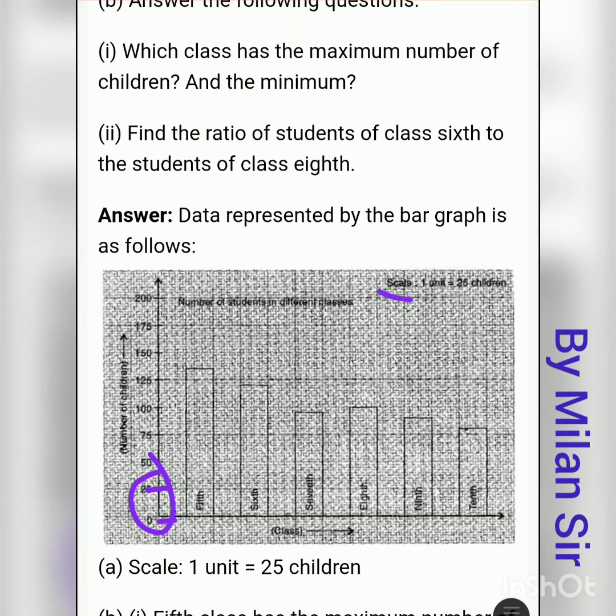So in the scale we need to write 1 centimeter. One box has the measurement of 1 centimeter. So in the scale we write 1 centimeter is equal to, here we take the gap of 25, so 1 centimeter is equal to 25 children. Whatever scale we take, we need to write in the right corner of the graph. Scale measurement: one box is equal to 1 centimeter, here we take the gap of 25, so 1 centimeter is equal to 25 children.